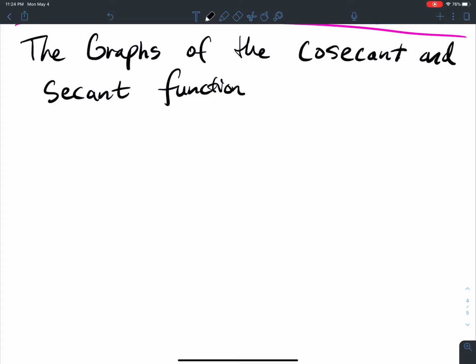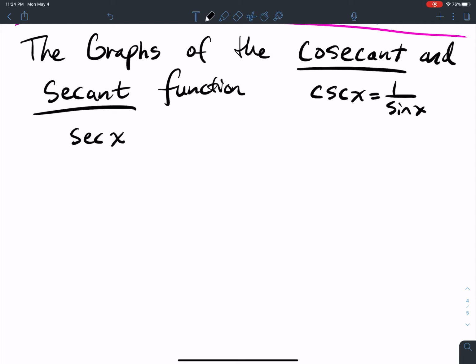In this video, we're going to talk about the graphs of the cosecant, CSC x, which is 1 over sine of x. We're also going to talk about the secant function, sec x equals 1 over the cosine of x. So the reciprocal of cosine is the secant, and the reciprocal of sine is the cosecant. These are sometimes referred to as the reciprocal functions.